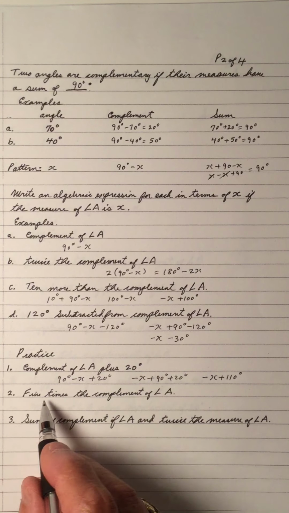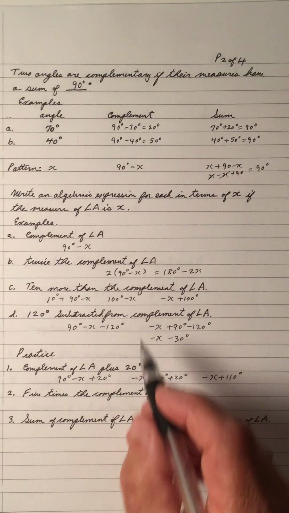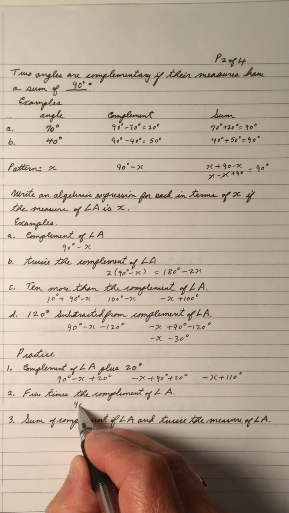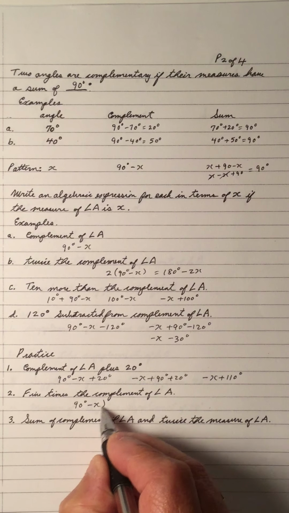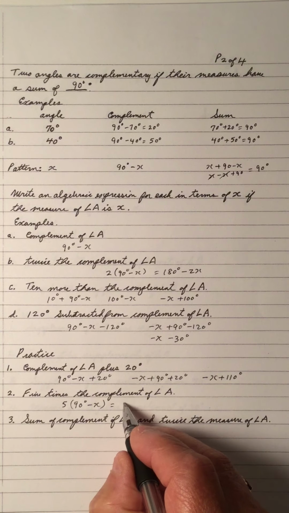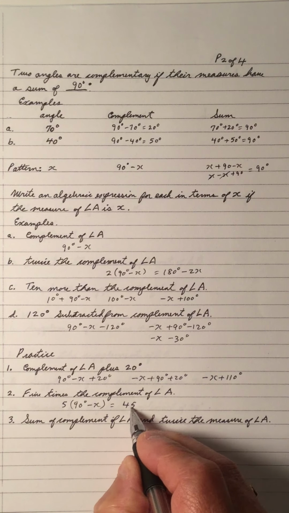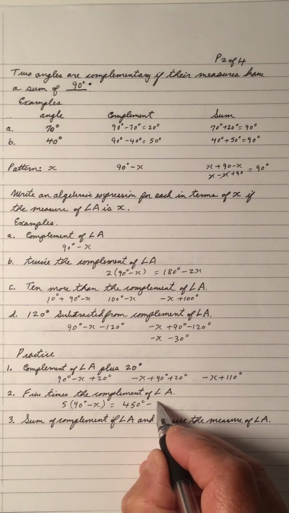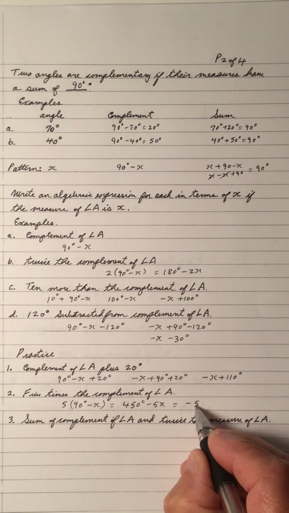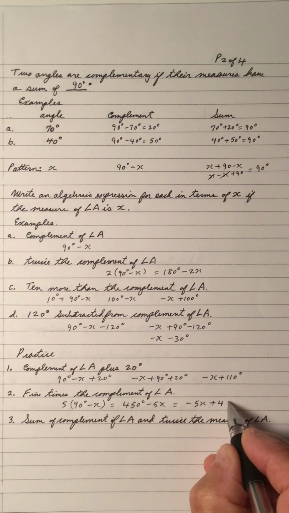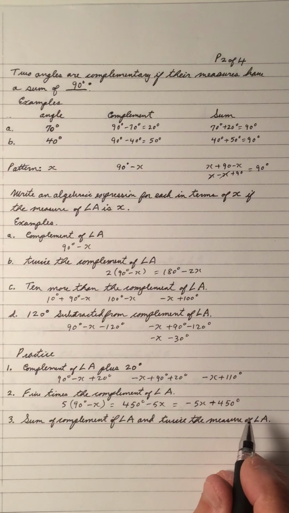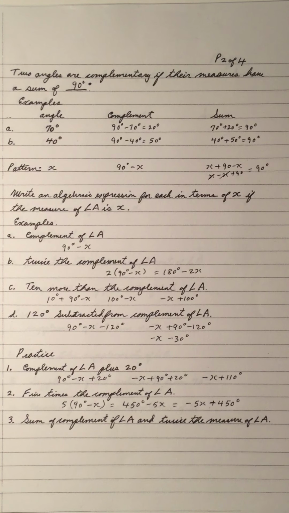Number 2, 5 times the complement. Again, the measure of the angle is x, so its complement is 90 degrees minus x, so it's 5 times that. And that gives us 5 times 90, 5 nines are 45, so 450 minus 5x. And again, the x goes first, so it's negative 5x plus 450. Always get used to writing the algebraic terms in descending order.